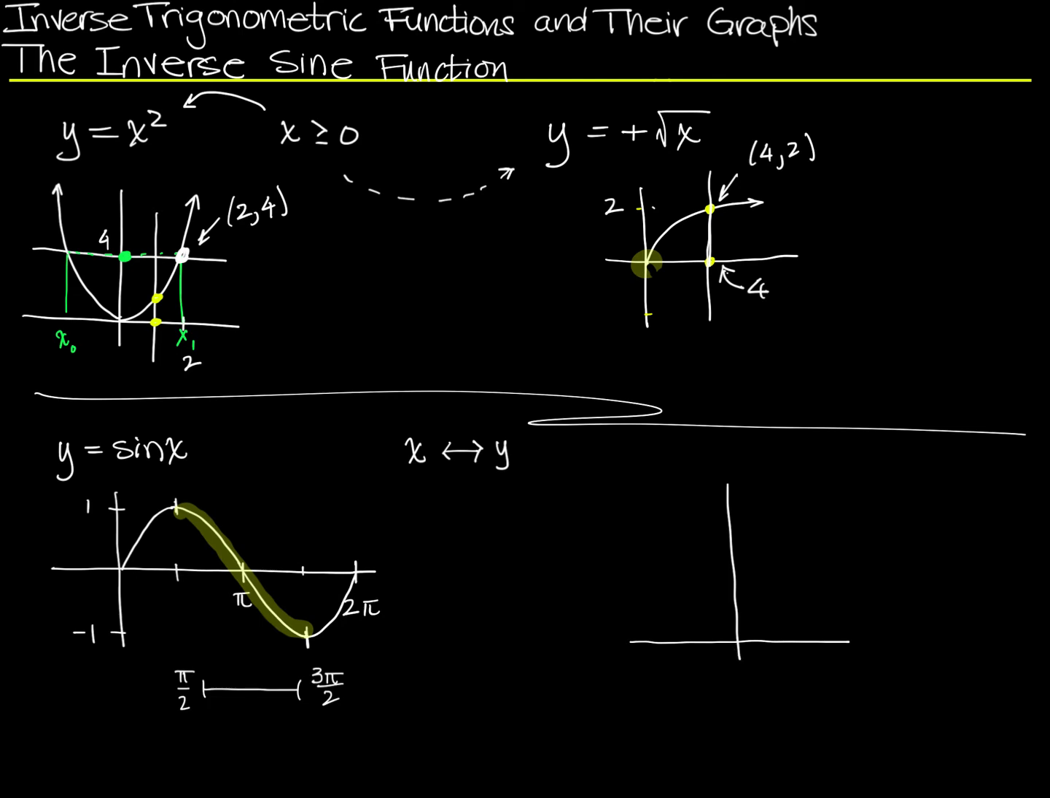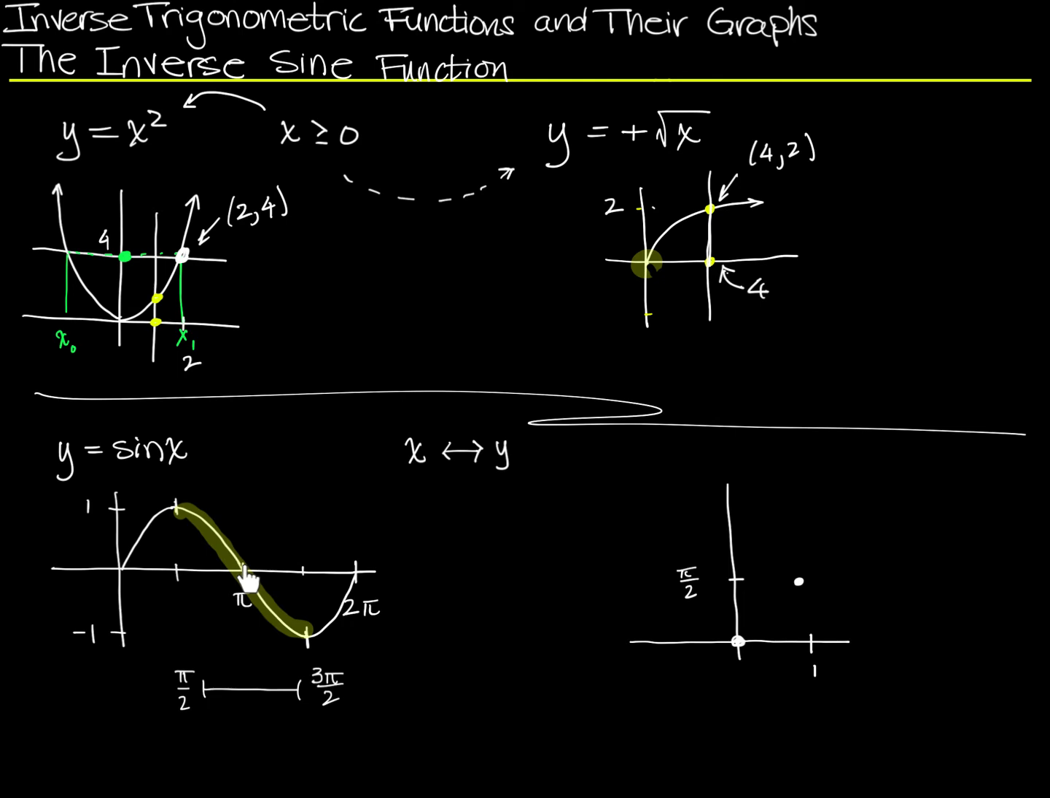So where I have 0, 0, I will have 0, 0. Where I have on sine pi over 2, 1, I'm going to have 1, pi over 2. So far, it doesn't look any different, right? So I've grabbed this point here, 0, 0, and then I've grabbed this point here, pi over 2, 1, but I've reversed the x and y coordinates. So 0, 0 became 0, 0, no change. Pi over 2, 1 became 1, pi over 2.